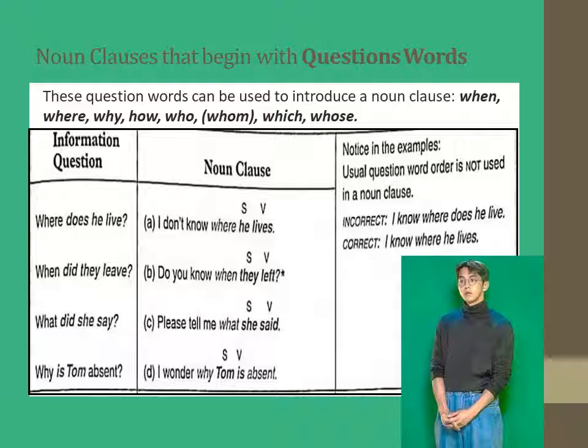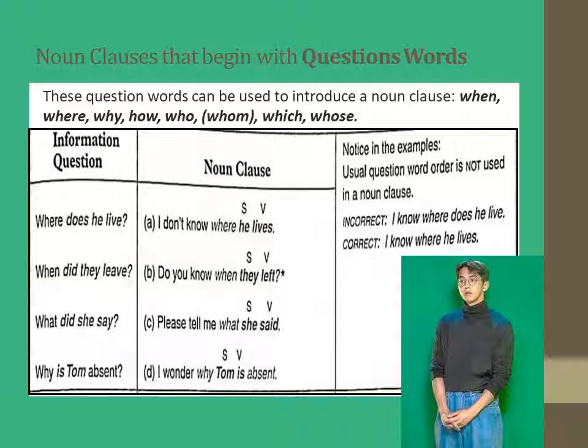Okay, the next example. When did they leave? In the noun clause, it will become, do you know when they left? So in this example B, the question is, do you know? When they left is not a question. When they left is a noun clause. That's why we don't use the word did anymore. From the information question, what did she say? In the noun clause, it will be, please tell me what she said.